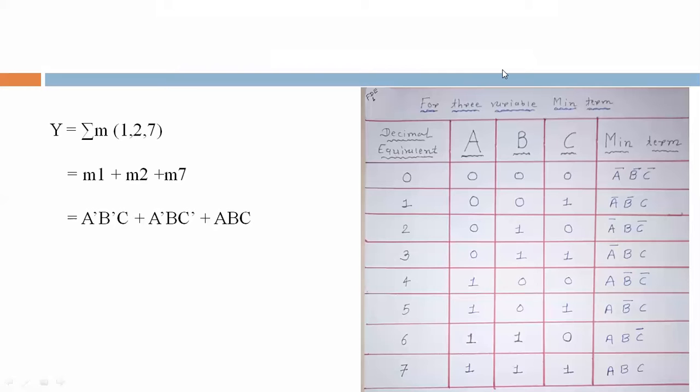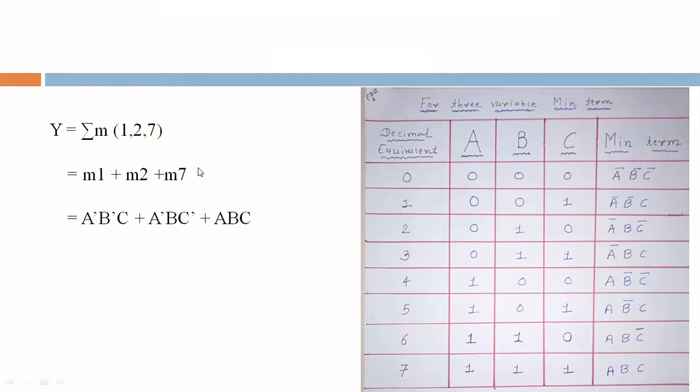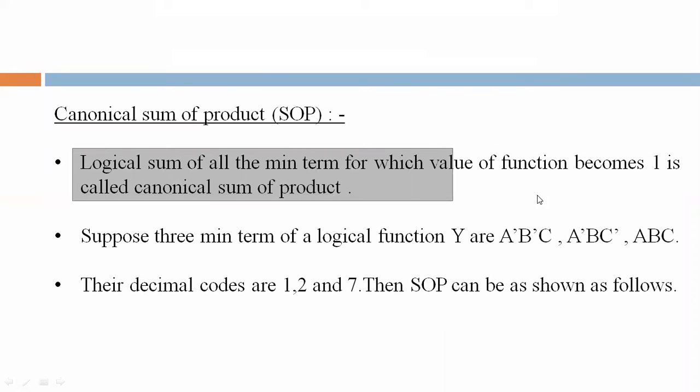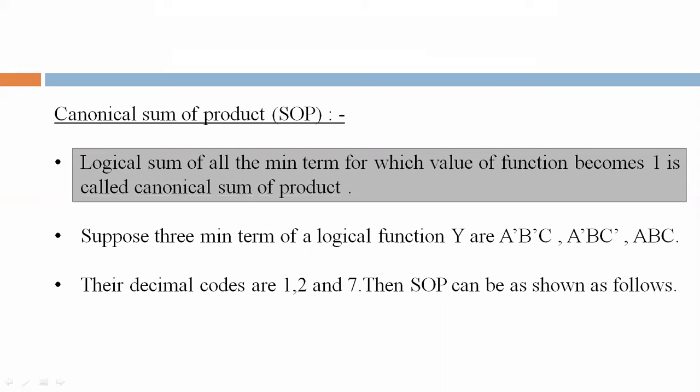We are saying that the logical sum of all the minterms for which the value of the function becomes 1 is called the canonical sum of product, or we can say sum of product. I am repeating so we can understand these things very easily.